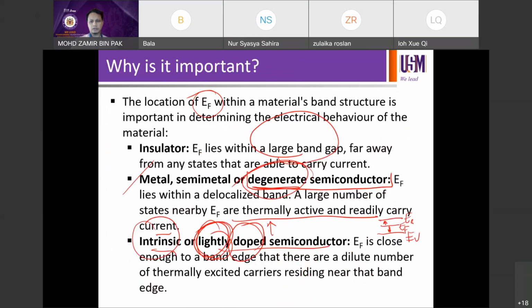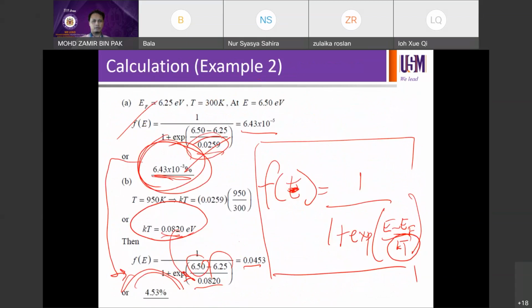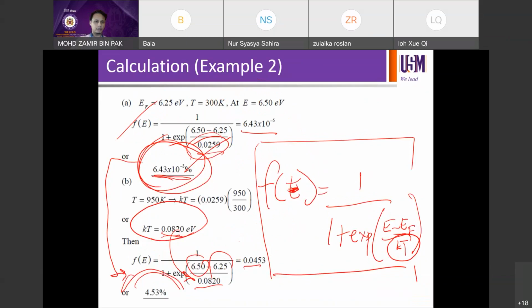Okay, understand so far? Okay. So we're done with this, and next we're going to move to intrinsic and extrinsic semiconductors. So we're going to continue that tomorrow morning. Okay, then try this question for yourself so that you understand more.